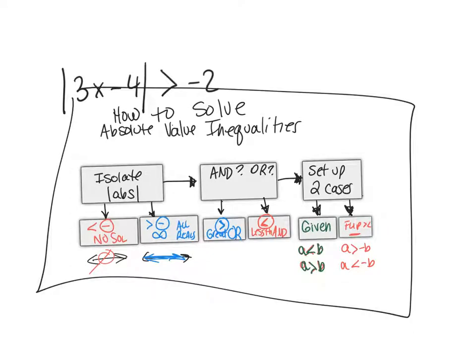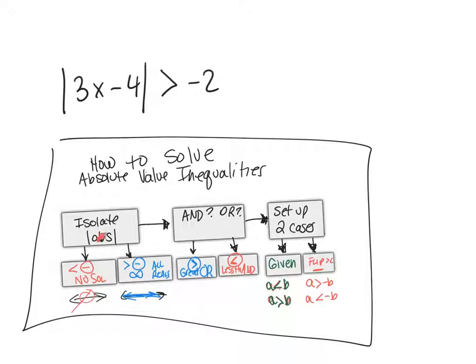So let's look at the inequalities that were on your study guide. Number 1 said the absolute value of 3x minus 4 is greater than negative 2. Well, step 1, isolate it. It's already by itself. Is it less than a negative or greater than a negative? Oh, it's greater than a negative. That means it's all reals or infinite solutions, whatever you want to write. All reals. And if I was to graph this, you would literally graph by shading in the whole line.